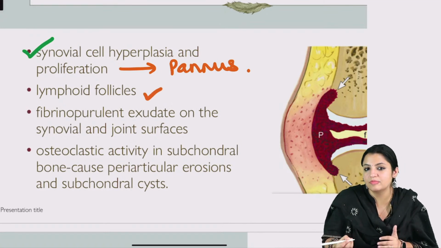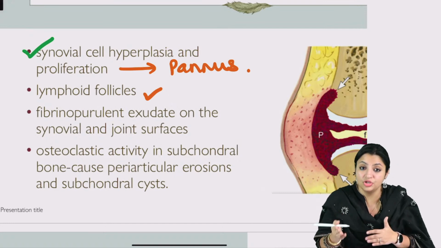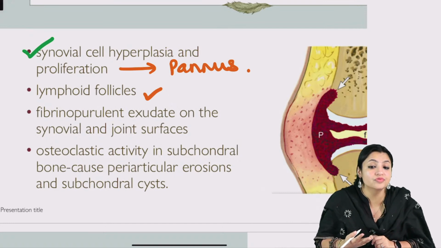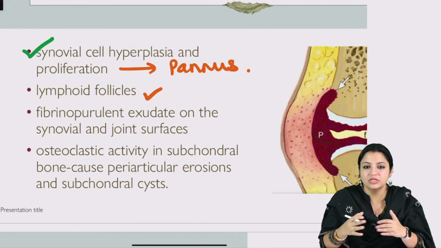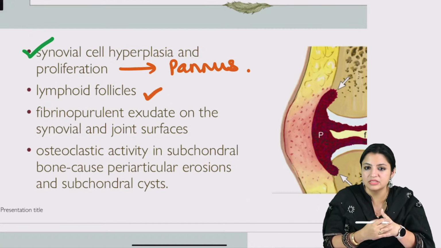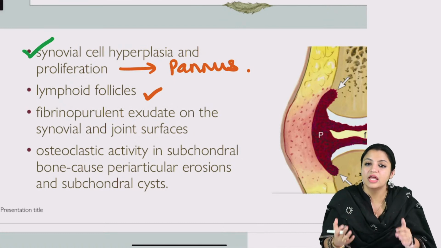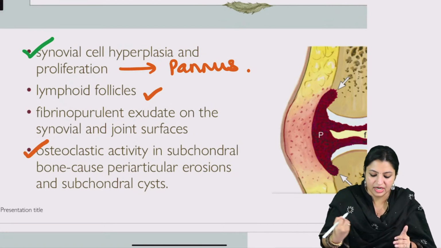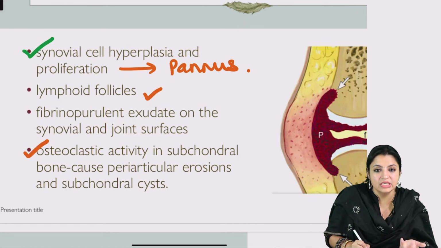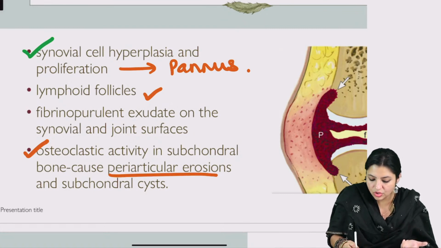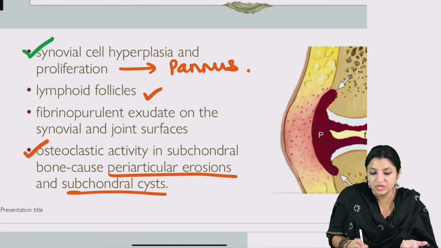There is also fibrinopurulent exudate on the synovium because neutrophils were also activated. So this is over the pannus. So pannus is not just synovium, it is also the exudate which is present along with that. And after a point of time, osteoclasts will get activated and they will start eating the bone. So it will cause periarticular erosions and subchondral cysts.